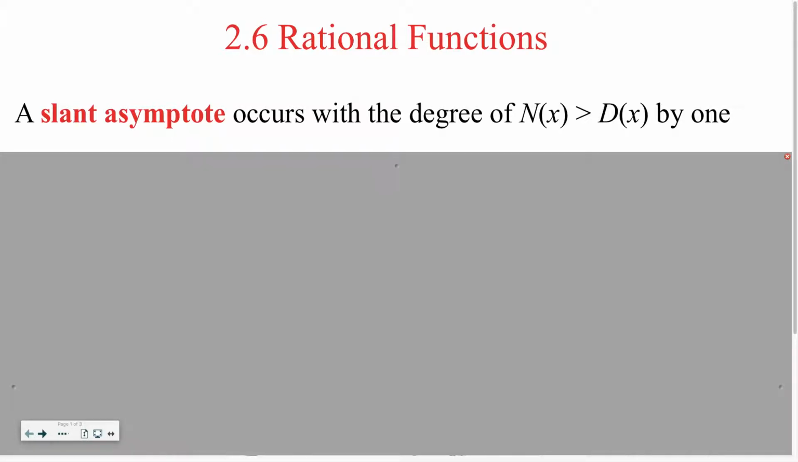In our case, we're going to call it a slant asymptote because we're only going to look at when the numerator is larger than the denominator by 1 degree. If it's larger in general, we would call them oblique asymptotes. But since they're larger only by 1 degree in the ones we're going to look at today, we're going to call them slant asymptotes.